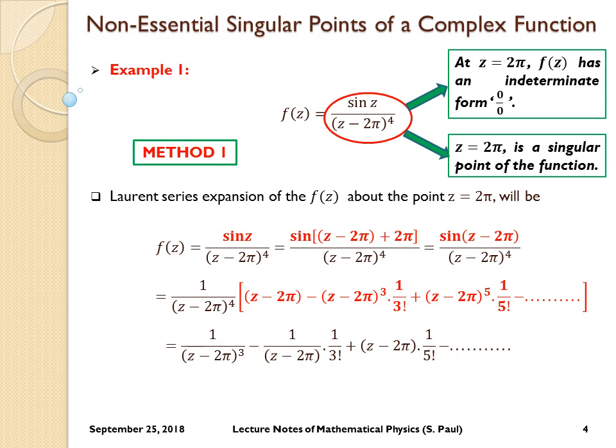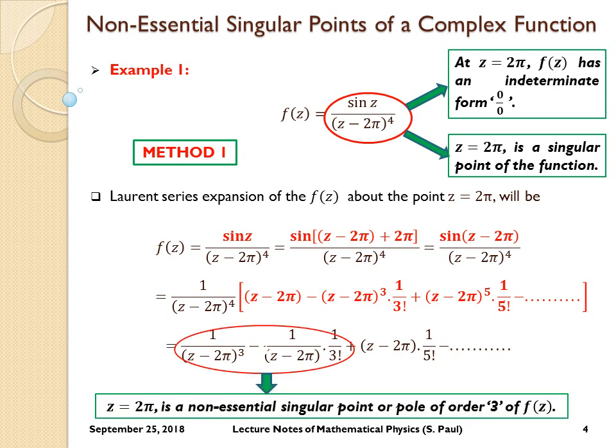As we can see, the Laurent series expansion contains a finite number of negative integer powers of z minus 2 pi, and the highest negative power of z minus 2 pi is 3. That means z equal to 2 pi is a non-essential singular point or pole of order 3 of the function.